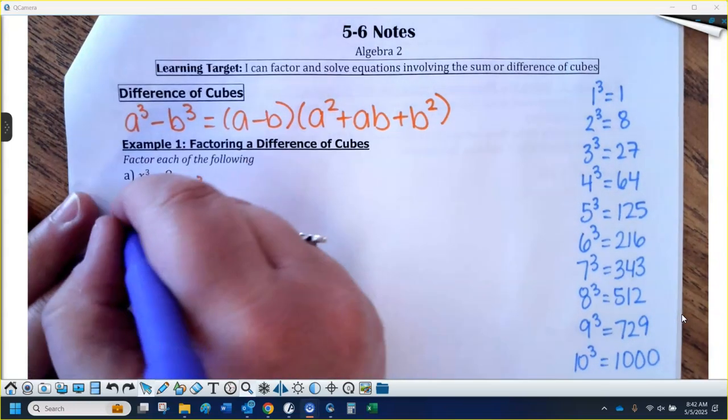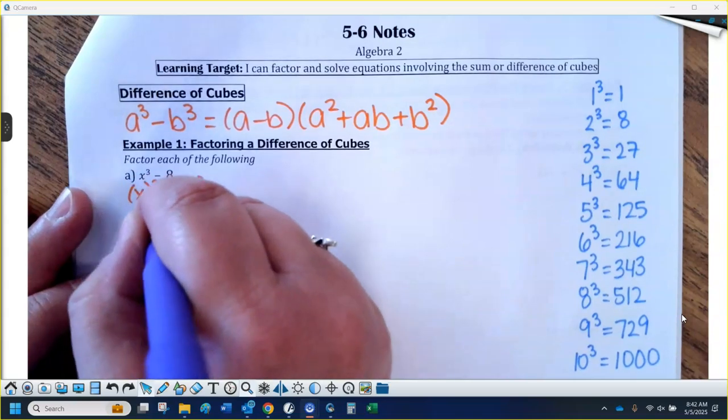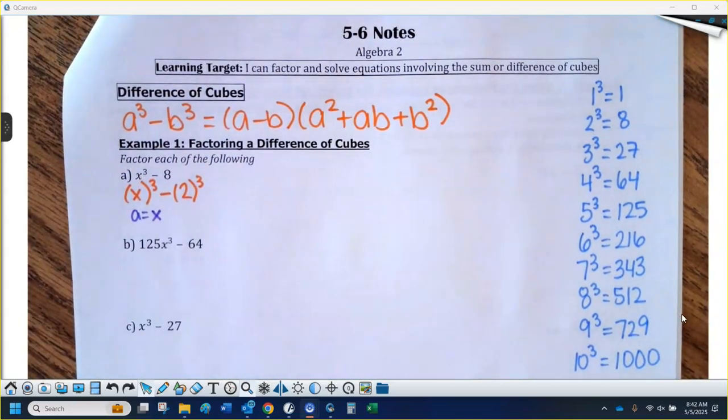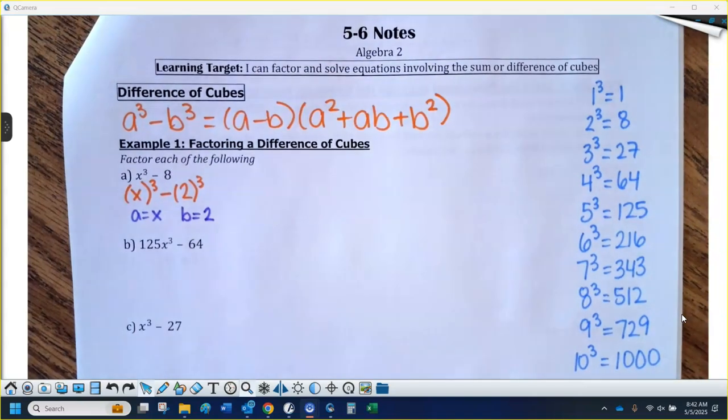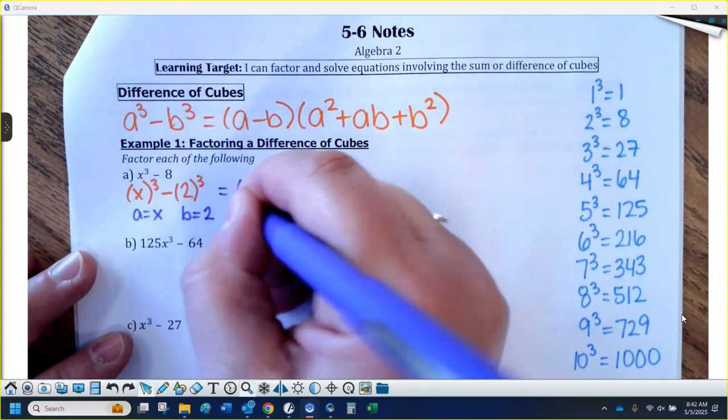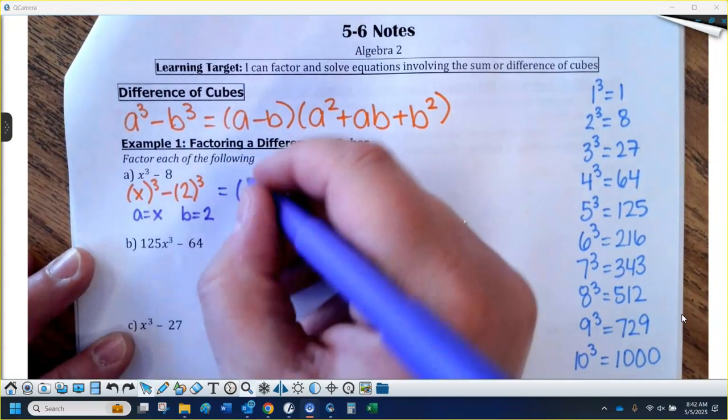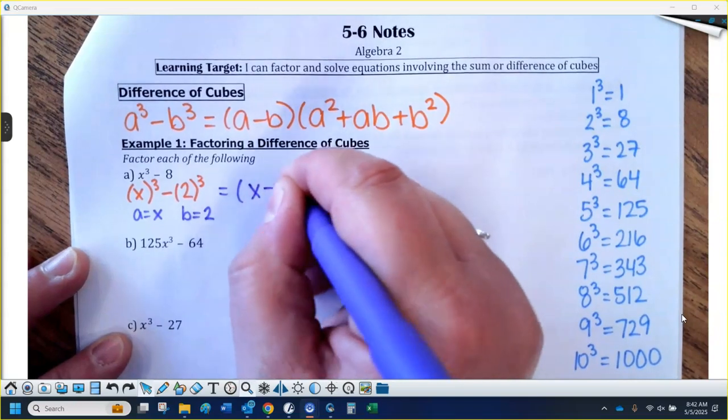All right, in this instance, everywhere we see an a in that factoring formula, we're going to replace it with x because that's the first piece. And everywhere we see a b, we're just going to replace it with a 2. So I'm just following the formula directly above this lovely picture here. All right, so it's a minus b. So I'm going to write x minus 2.